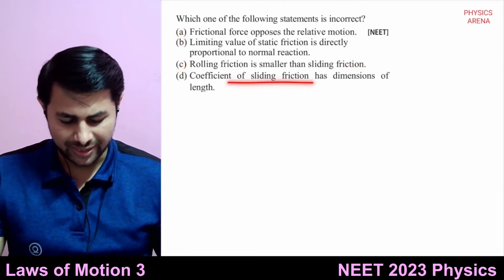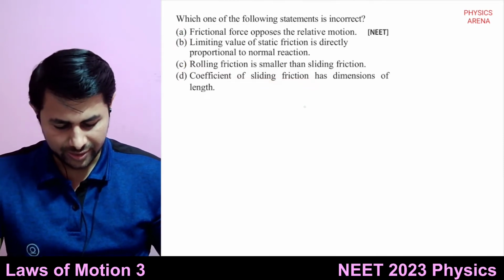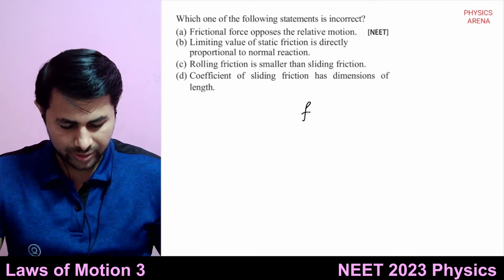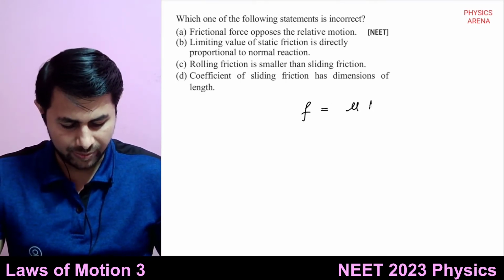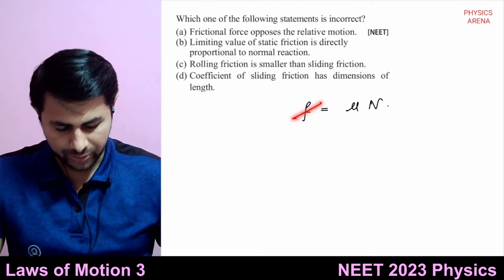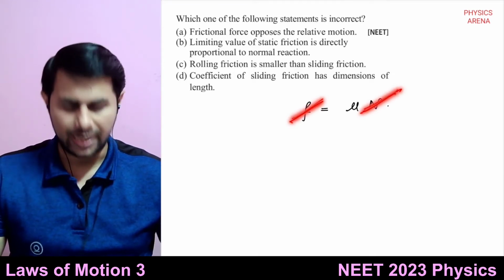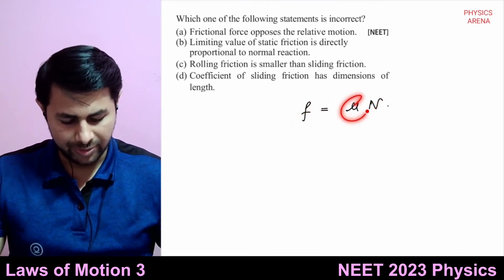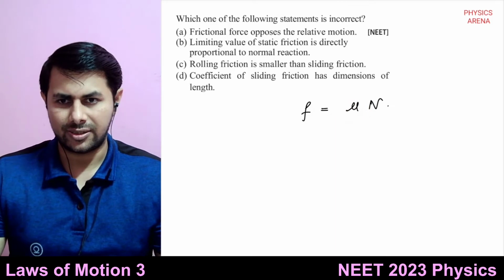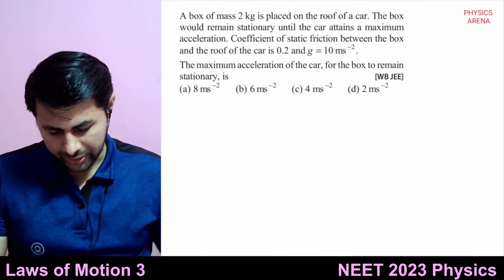Coefficient of sliding friction has dimensions of length. We can see this. Friction is equal to mu times normal reaction. So this is a force, this is a force. So the dimensions of frictional force and normal reaction are the same. That means mu is dimensionless. All right, so let's see this question.